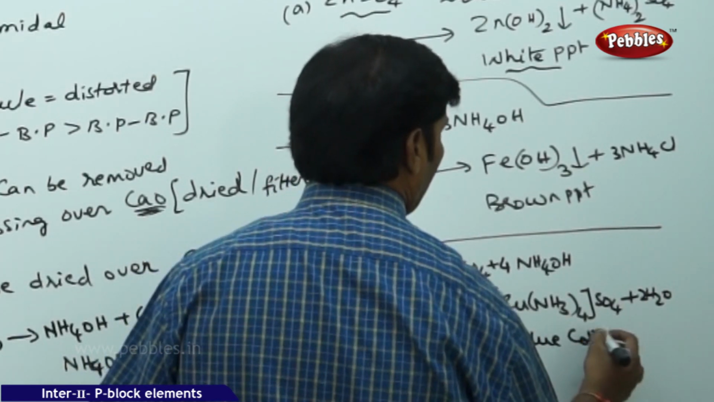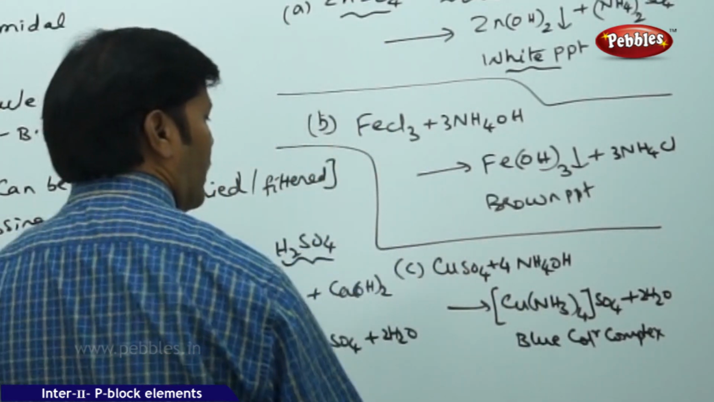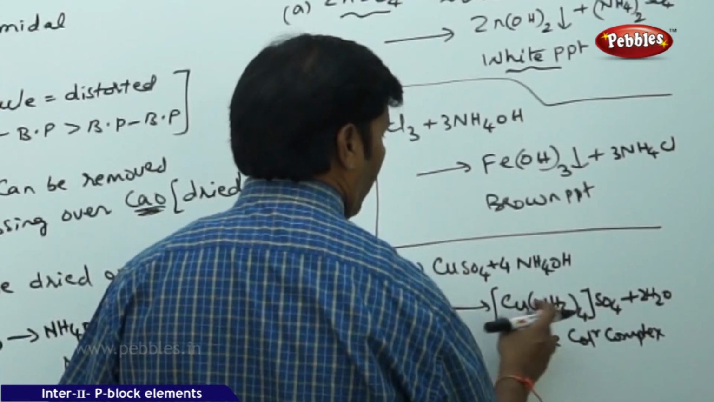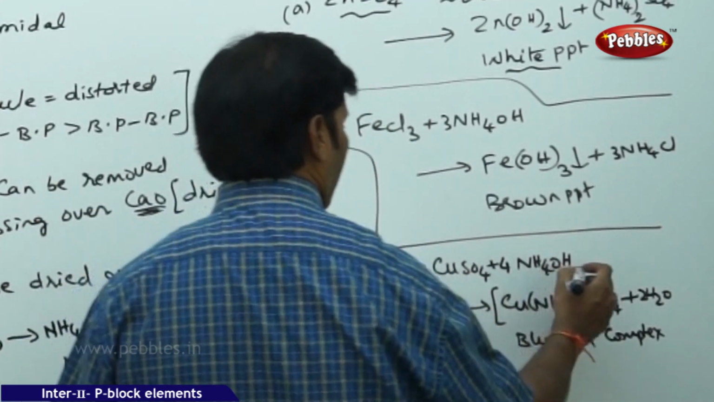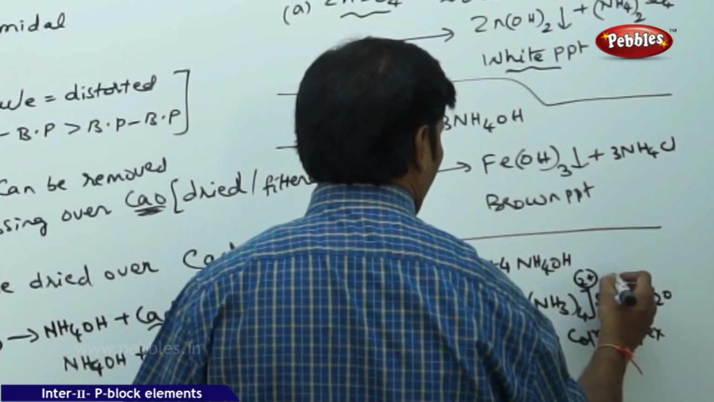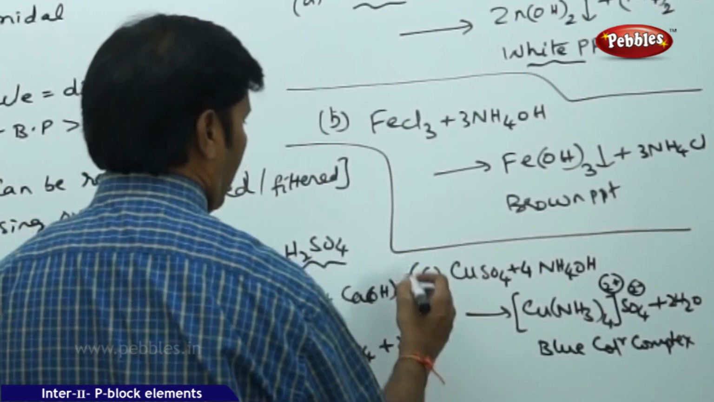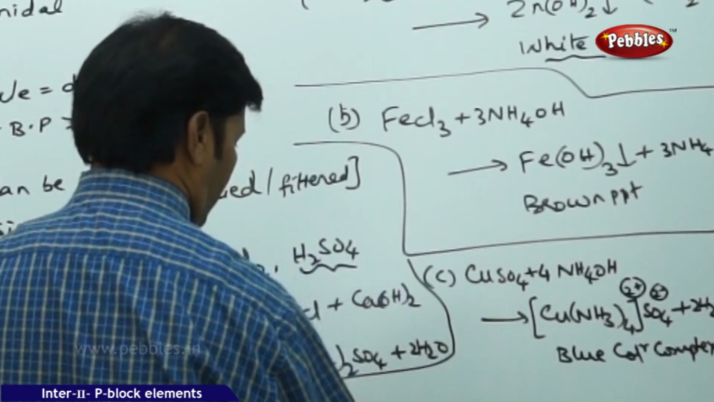So it forms a blue color complex, the tetraamine copper sulfate complex. It's a cationic complex where the sulfate is the anion outside. Then likewise you can take one more, that is D.